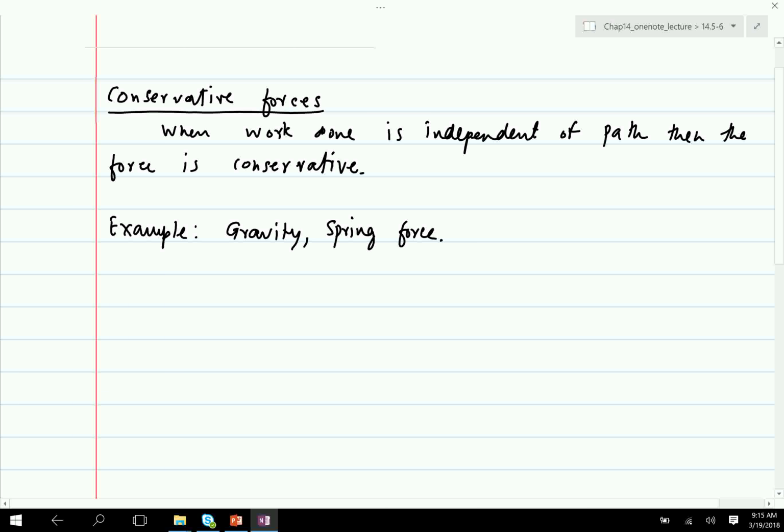Well, if I take an object and move it from here to here, the work depends only on the displacement or the final position. So it's going to be mg times final position minus the initial position, right? I could move it this way, I could move it this way, I could move it that way. No matter how I move it, it only depends on the difference between the potential at those two places, right? So that's why it's conservative.